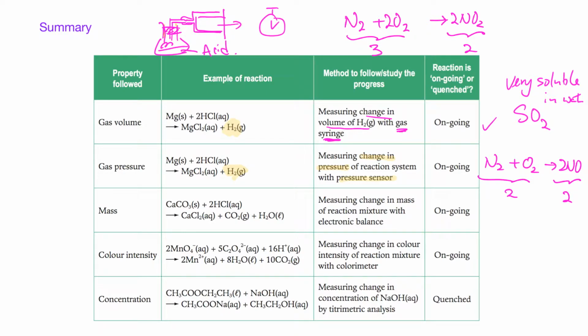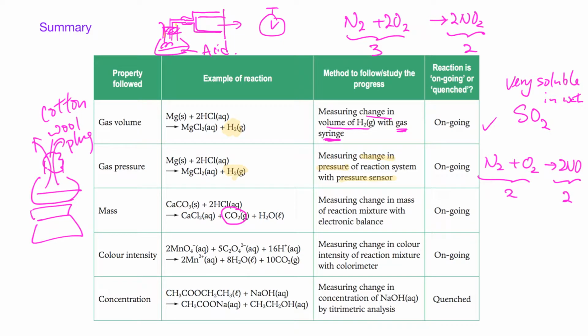The third one is about the mass. In the process we see that SO2 is leaving. In order for the SO2 to leave, we may need to use a cotton wool plug. For this one, the gas can escape, and at the same time it prevents the acid from splashing out. We are using an electronic balance to measure the change in mass for the rate of reaction. Again, this is an ongoing reaction.